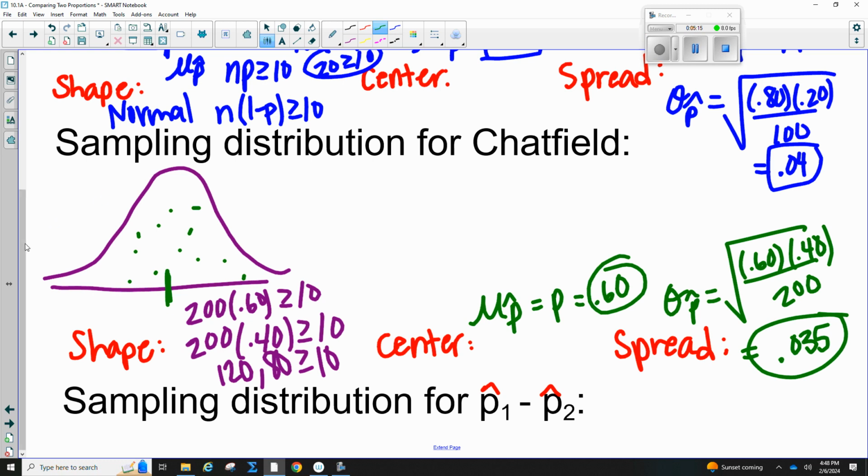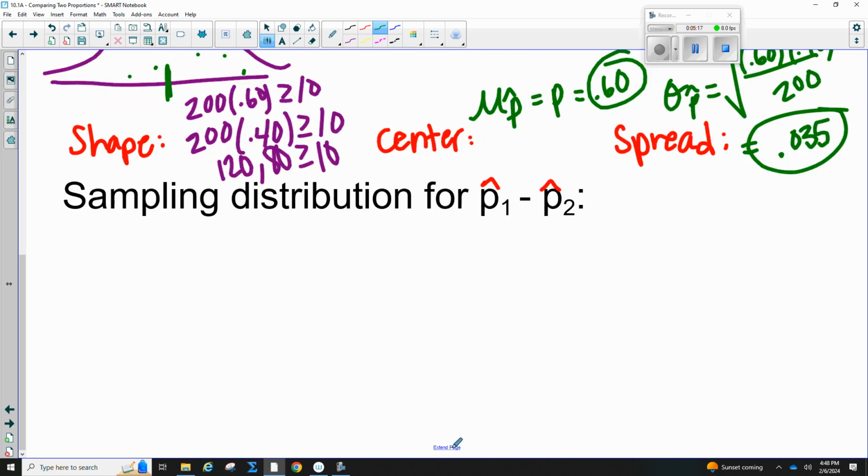So this part's new. Now we actually need the sampling distribution for the typical difference. In other words, I take a sample of 100 Devlin kids.